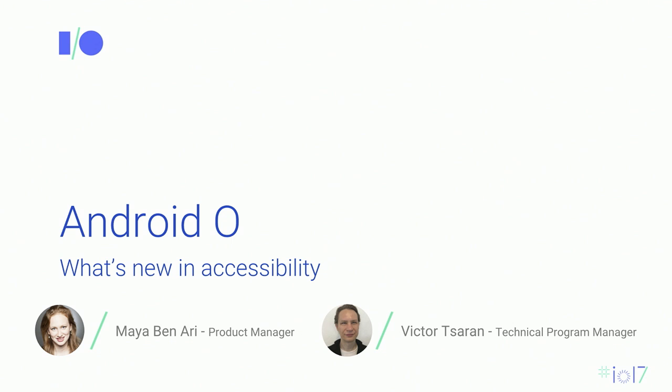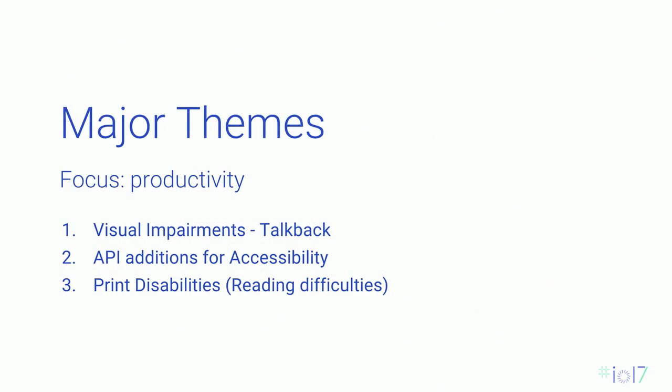Hello, thank you, Patrick. My name is Victor Tsaran, and I'm a technical program manager on the Android Accessibility Services team. For Android O, our major focus was to increase productivity for users of accessibility services. In particular, we looked at users who are blind and visually impaired and use TalkBack Screen Reader.